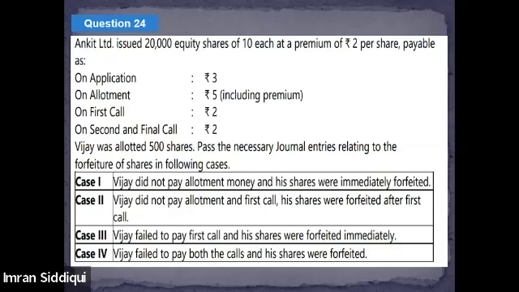It says Ankit Limited issued 20,000 equity shares of rupees 10 each at a premium of rupees 2 per share, payable as follows: on application 3 rupees, on allotment 5, including premium. That means face value of allotment is 3 rupees, which includes 2 rupees for the premium as well. On first call 2, second and final call 2. Vijay was allotted 500 shares. Pass the necessary journal entries relating to the forfeiture of shares in the following cases. Starting with the first case. Question number 24, case A.